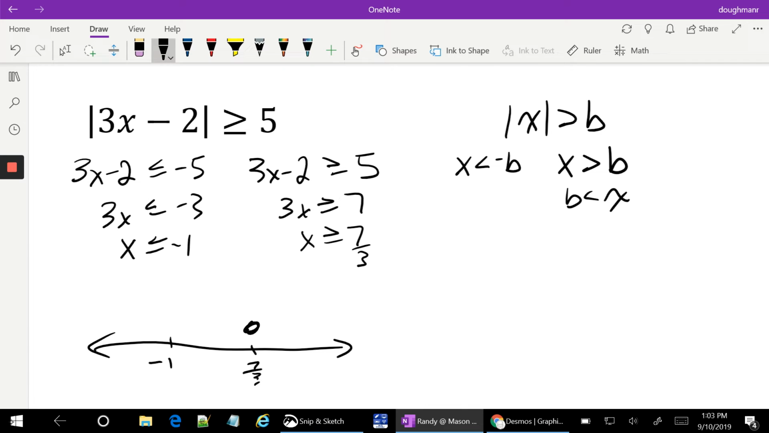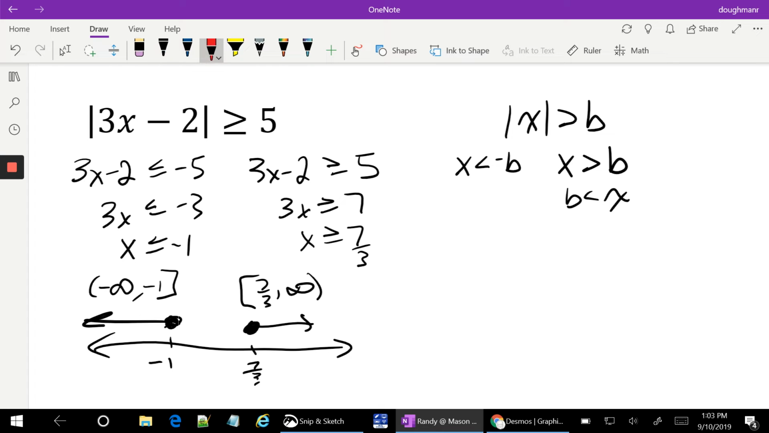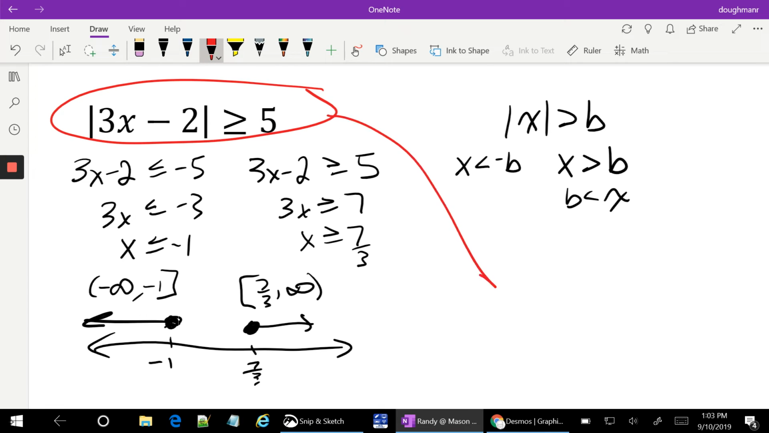Okay, we know that it can be equal to or greater than, equal to or less than. So you've got negative infinity all the way up to -1 included, and from 7/3 all the way to positive infinity. And I'm going to graph this and convince myself.